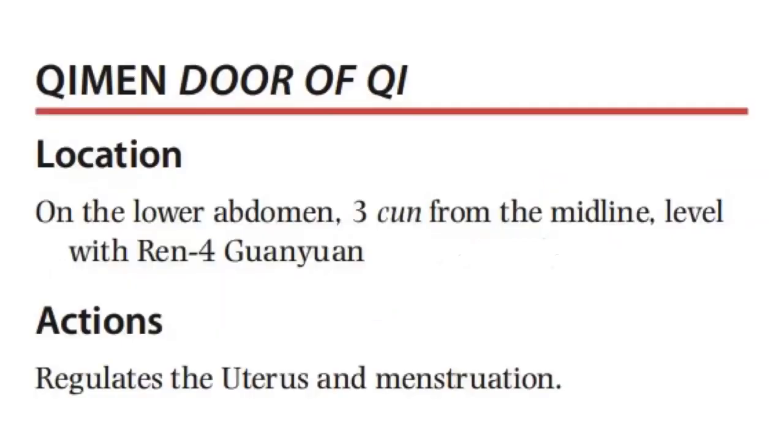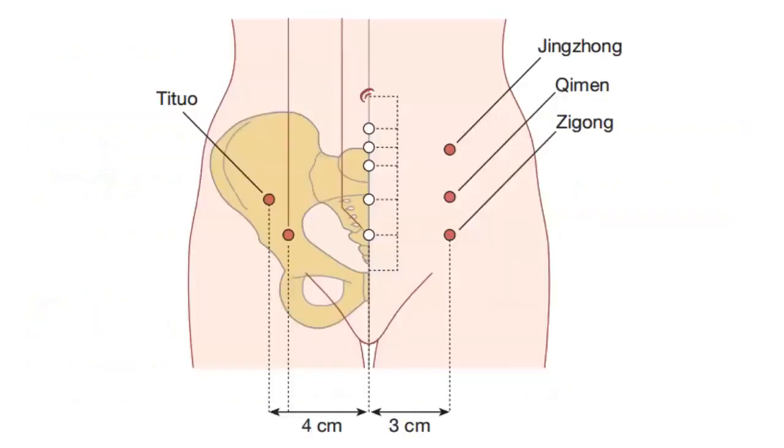Now for the next point, Qimen, the door of Qi, or the gate of Qi. It is located on the lower abdomen, 3 tune from the midline, level with REN4. Its actions: this point regulates the uterus and menstruation. Here we have an illustration showing where Qimen is relative to other points like Zigong and the other point, ST2.